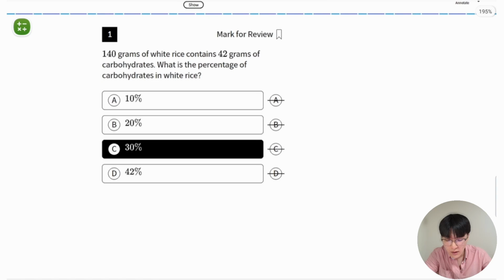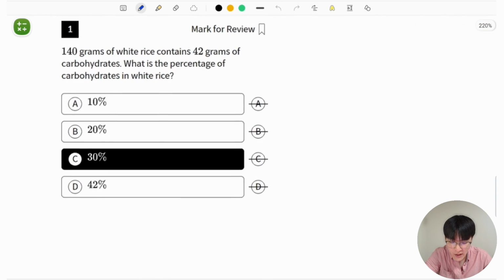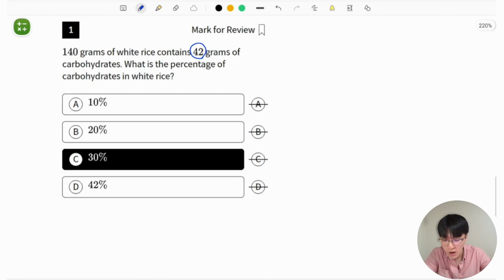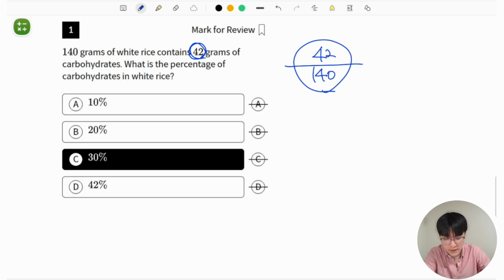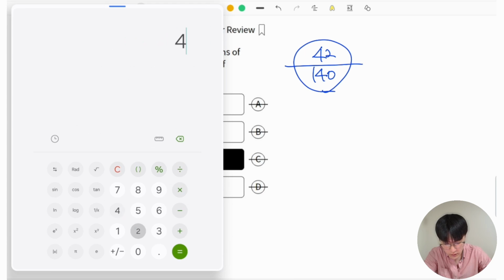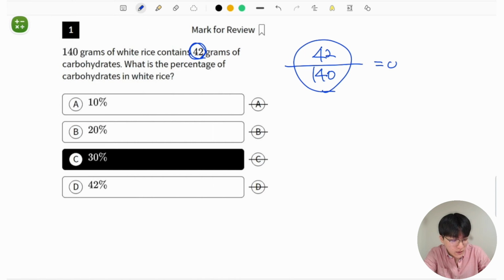Question number 1. 140 grams of white rice contains 42 grams of hard carbohydrates. What is the percentage of carbohydrates in white rice? White rice in total is 140 grams, and out of that, 42 grams was carbohydrates. That is the answer. We divide 42 by 140 and we get 0.3, and turn that into a percentage value. That's 30%.